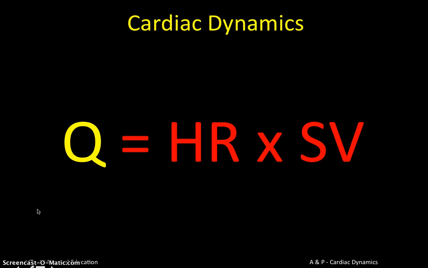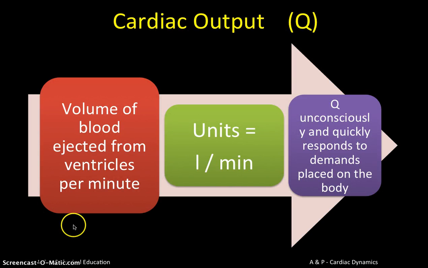So the equation, let's start off looking at the Q part of it, which is cardiac output. You can translate the name really as the output of the heart. Cardiac refers to the heart, and we're looking at how much blood, the volume of blood, is ejected from the ventricles per minute. It's important that it's per minute, so it isn't confused with one of the others. The unit is litres per minute.